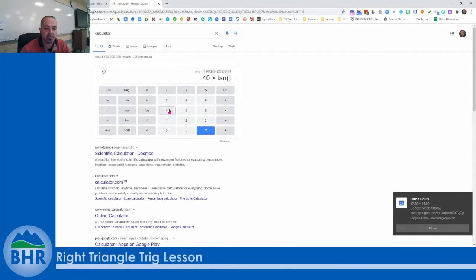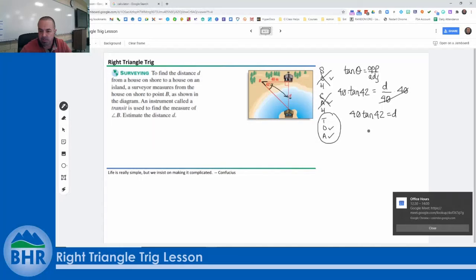40. I'm going to hit equals, and I get 33.6. So D is going to be equal to 33.6 meters. Okay. Let's go on to the next one.